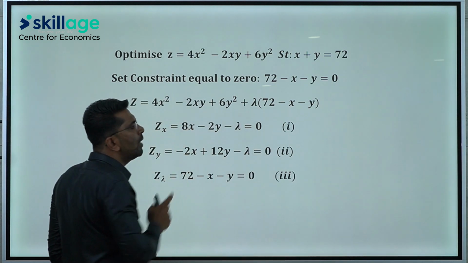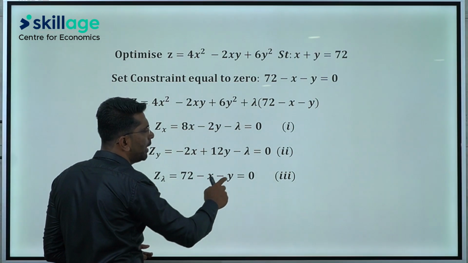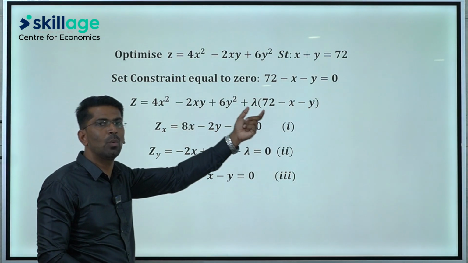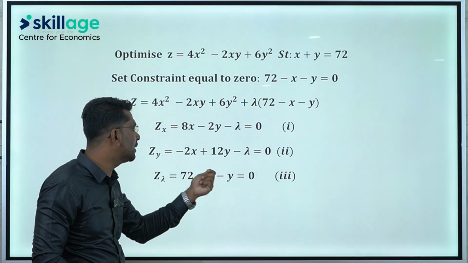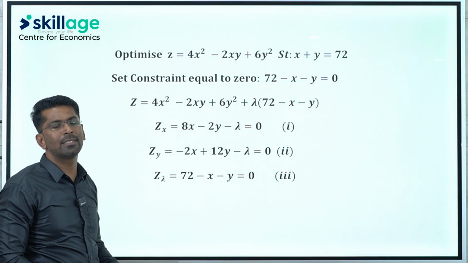So then if you go for differentiating it, it will be equivalent to 72 minus x minus y, because we are going to differentiate with respect to lambda. So it will become 72 minus x minus y, which I am equating with 0, and this I am giving as the third equation.